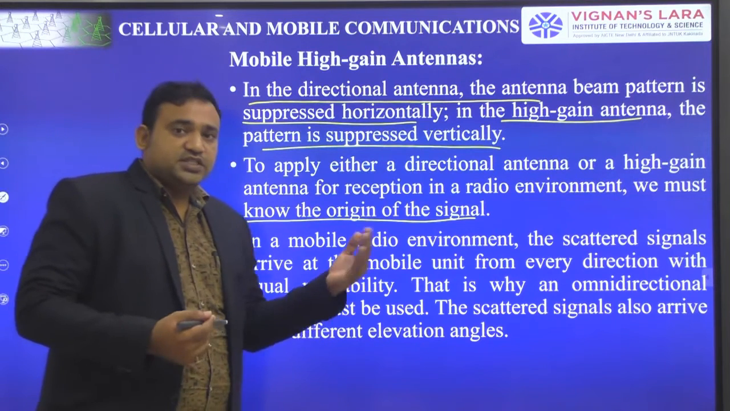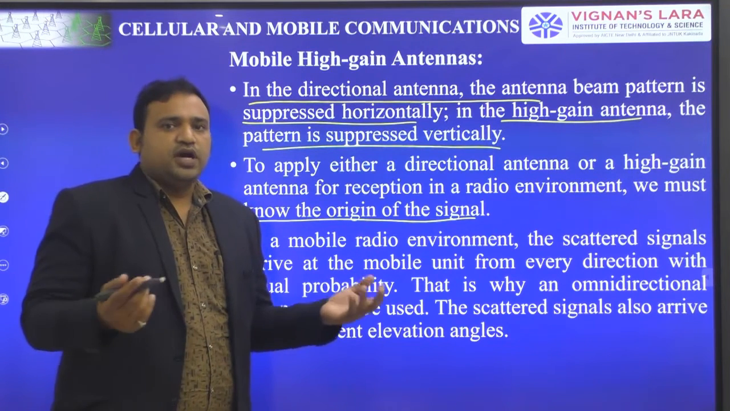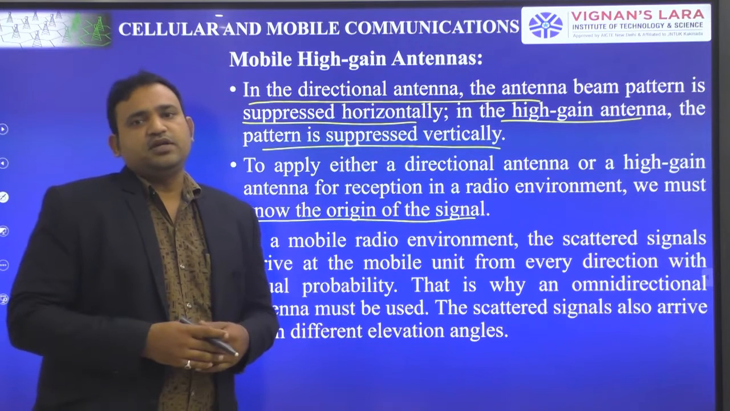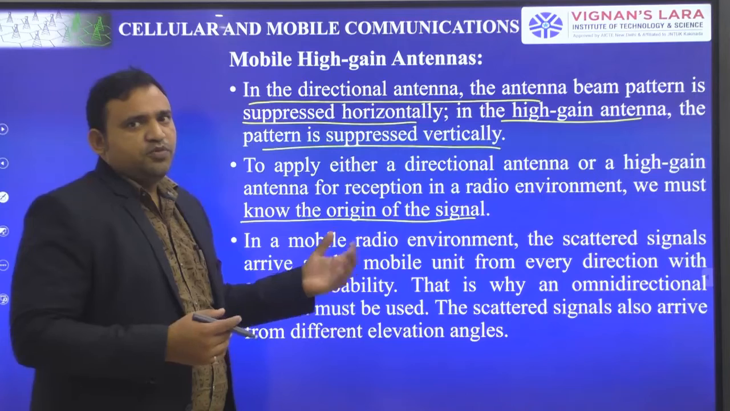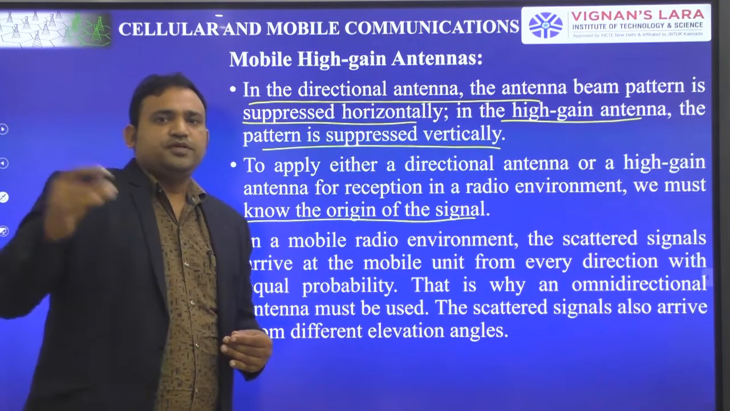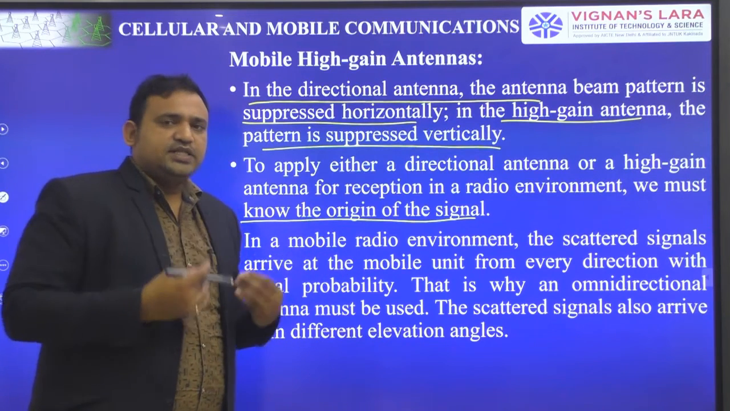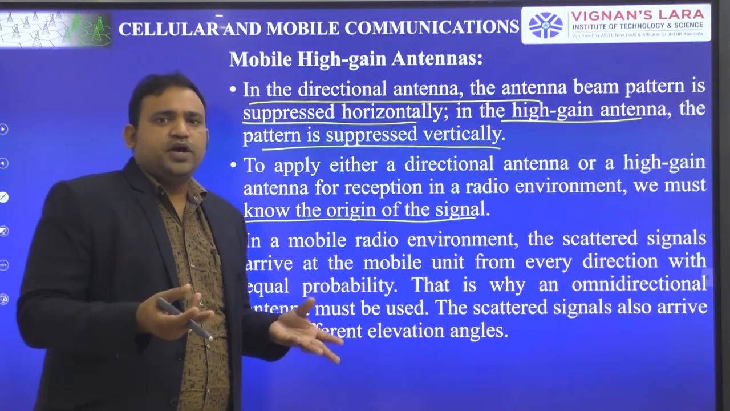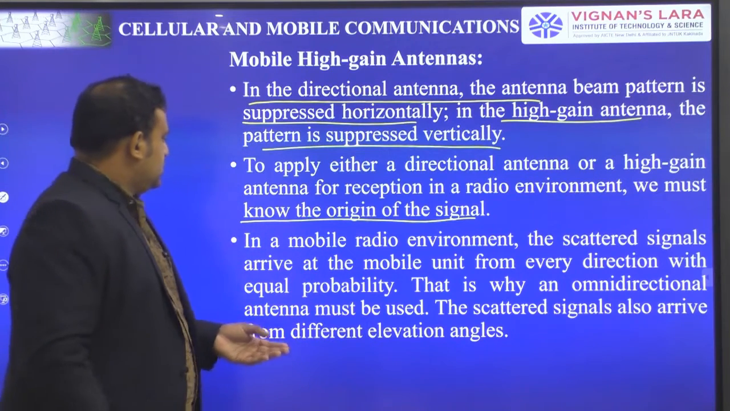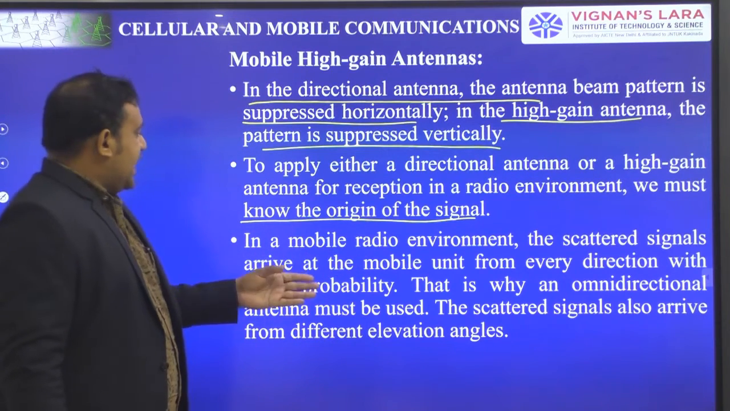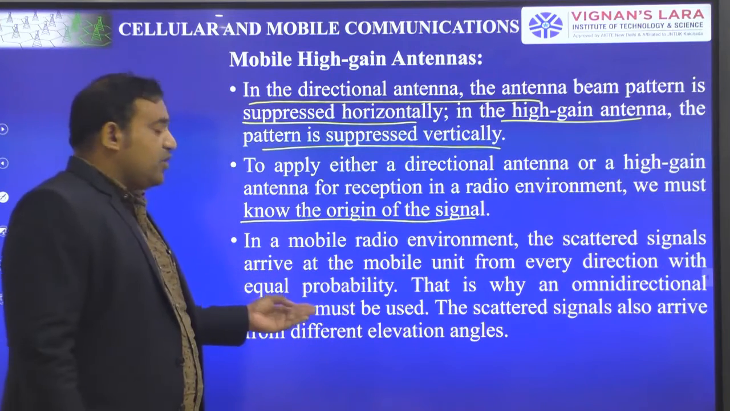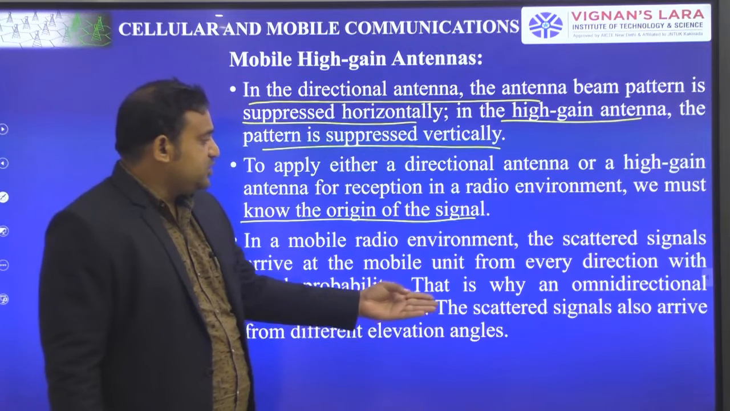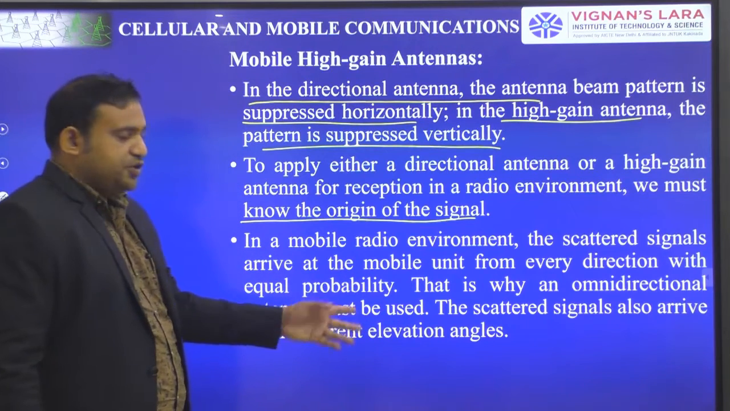We must know from where the signal is coming, but we can't exactly estimate, because we are a mobile user. We are dealing with respect to a mobile unit. We will be moving, and we can get the signal at any point or from any direction. So in a mobile data environment, the scattered signals arrive at the mobile unit from every direction with equal probability. That is why an omnidirectional antenna must be used.